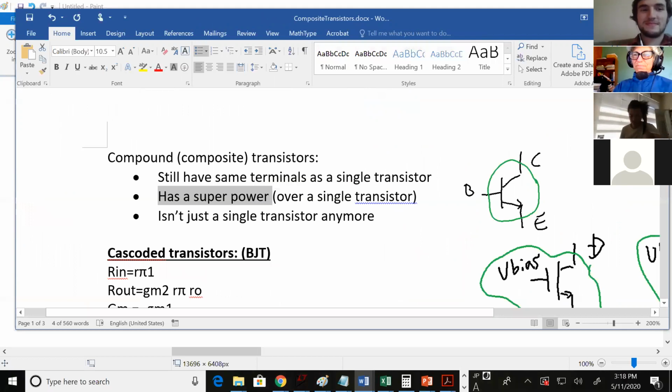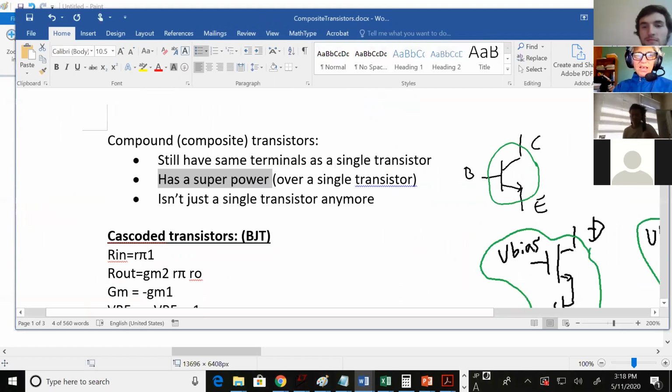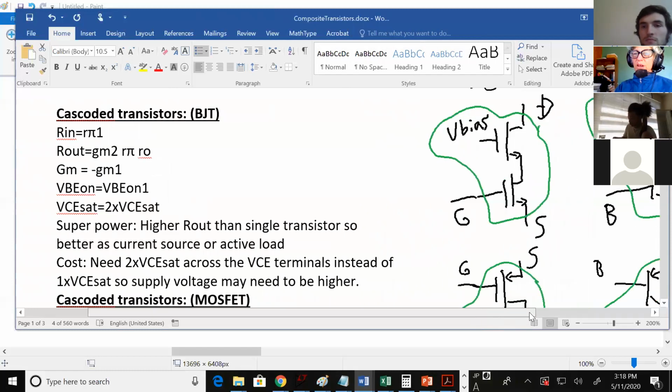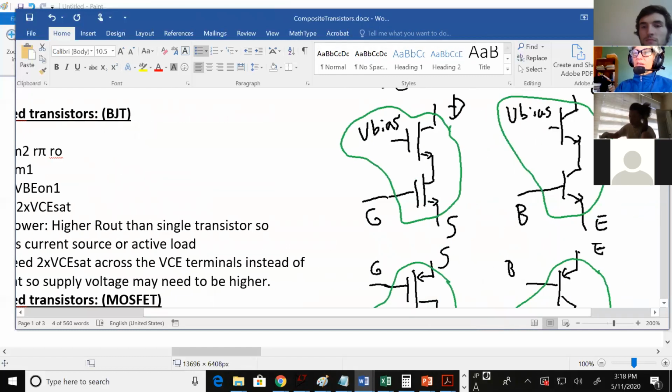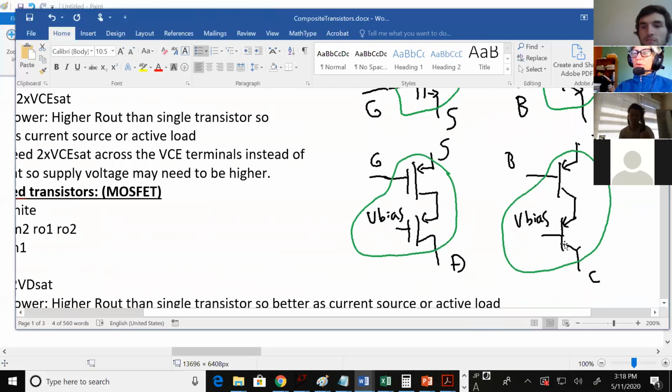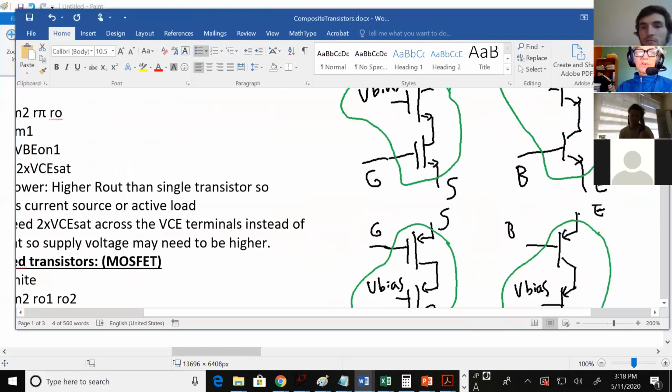So let's look at a cascoded transistor. We did the math for a MOSFET in class, so let's look at this right here. Cascoded transistors are either an NMOS over an NMOS in series, or an NPN and an NPN. Or if you flip those circuits, then you have a PNP and a PNP, or a PMOS and a PMOS. So it has to be two of the same type of transistors stacked on top of each other.